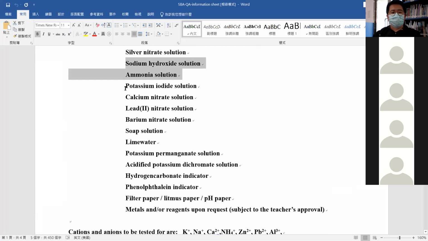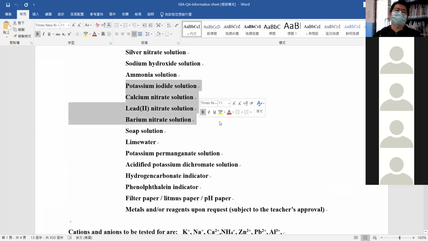And you may have KI, calcium nitrate, lead nitrate. You know what they are? What are they used for? To test for what? Like barium nitrate, in case you want to have a precipitation reaction, you're looking for that. Those are the suitable chemicals.